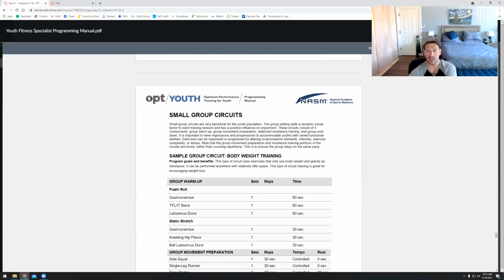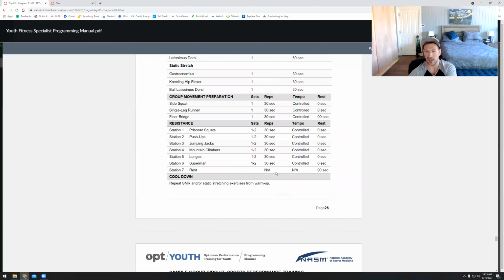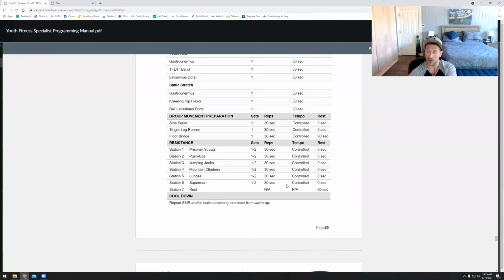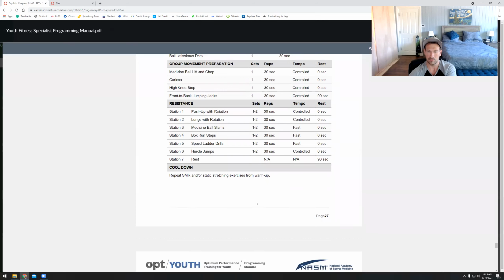And then here is a circuit training style. You set up some stations. You've got a prisoner squat station, a push-up station, a jumping jack station, mountain climbers, lunges, supermans, and then there's a rest station. And you run your clients through all those, and that's really fun as well.